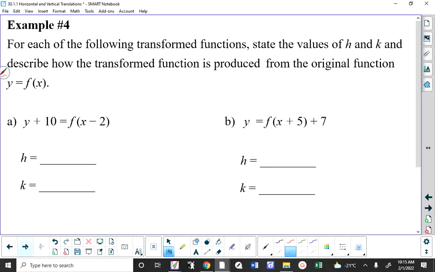Okay, let's take a look at another one. For each of the following, describe the transformations. Let me ask you something, though. Without talking about h and k, how many of you know that this will be shifted 5 to the left and 7 up? You don't necessarily have to write out what h and k are. If I see x plus 5, then I know it's a shift in the negative direction. If I see plus 7 at the end, I know it's a shift of 7 up. And then I suppose I could say h must be negative 5 and k must be 7.